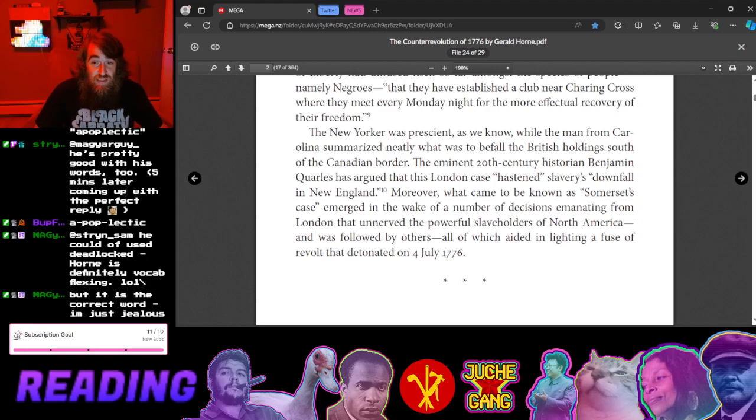The eminent 20th century historian Benjamin Quarles argued that this London case hastened slavery's downfall in New England. Moreover, what came to be known as Somerset's case emerged in the wake of a number of decisions emanating from London that unnerved the powerful slaveholders of North America, and was followed by others, all of which aided in lighting a fuse of revolt that detonated on the 4th of July, 1776.